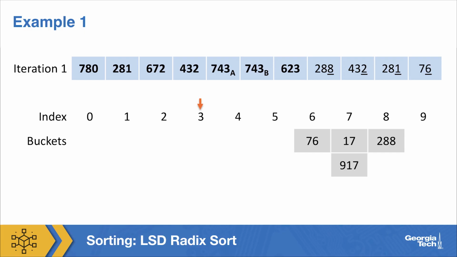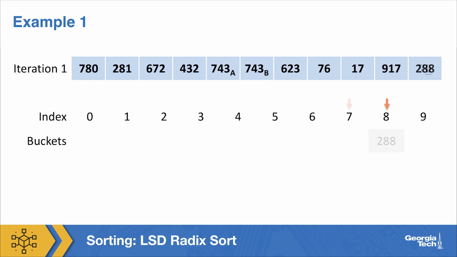Buckets 4 and 5 are empty and will be skipped over in the while loop. We empty bucket 6, bucket 7 is emptied, and finally we empty bucket 8. Bucket 9 is skipped over in the while loop, and the bucket removal loop ends. The algorithm then returns to the top and processes the data for the next digit.